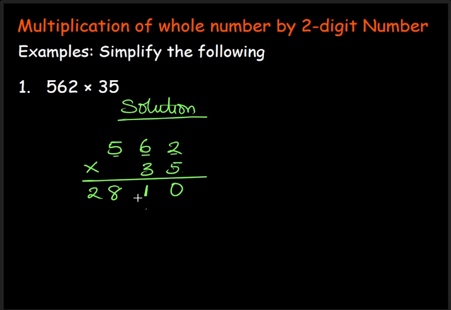So 3 times 2, that will give us 6. Nothing to carry here. 3 times 6, that will give us what? 18. Write 8 and carry 1. And then 3 times 5, that will give us 15. 15 plus 1, that will be 16.